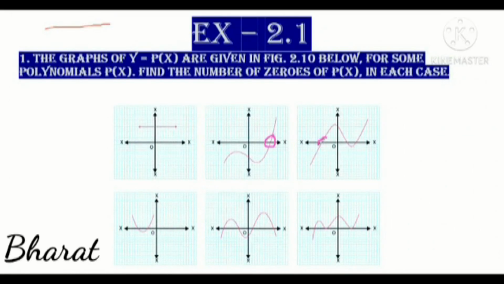We don't have to do much. We have to just check how many times the line is passing through the y-axis. Like in the third case, the line is passing through the y-axis 3 times, and in the fourth case 2 times.